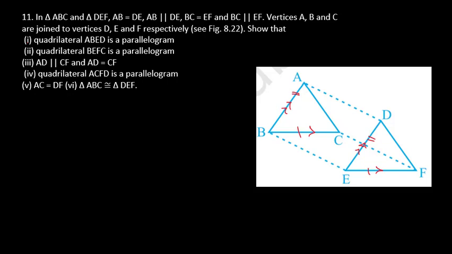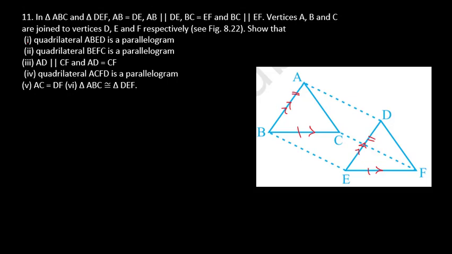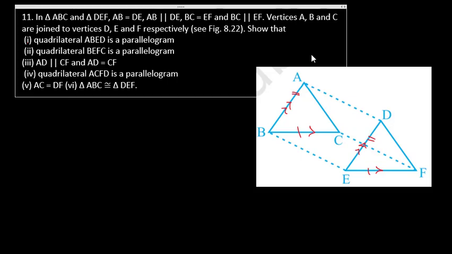And then triangle ABC is congruent to DEF. So this side equals this side equals this side, and we will prove that AC and DF are also equal. So these two triangles will become congruent. Now here, how will I prove that AD and CF are parallel?